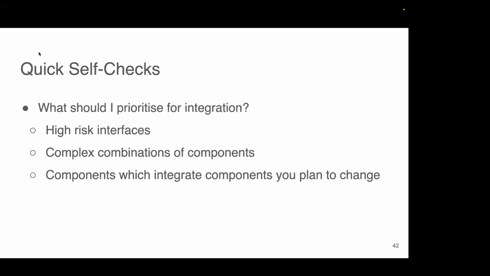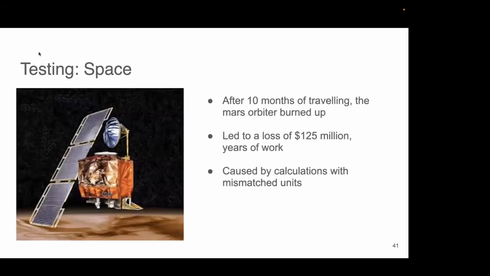So you might ask yourself, what should I prioritize when I'm doing integration testing? You might want to prioritize high risk interfaces. This Mars rover is a good example of a high risk interface. In this case, you probably would have wanted to do some bottom up testing of the components, not top down, where top down wouldn't have worked as well. So bottom up, to make sure that these expensive components are working properly before they're integrated with the rest of the rover.